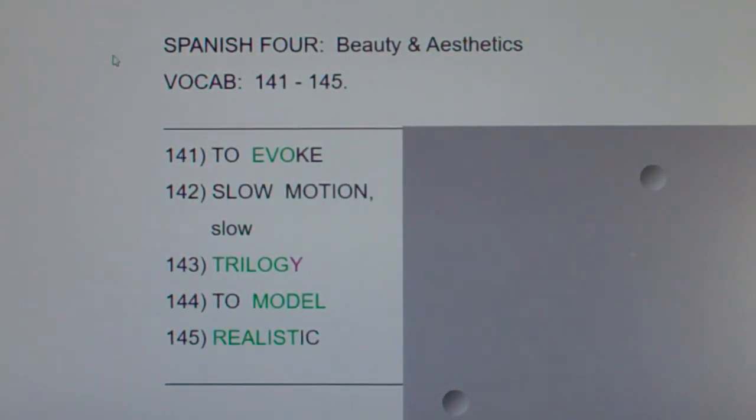This has been Spanish 4, Beauty and Aesthetics, vocab 141 through 145.